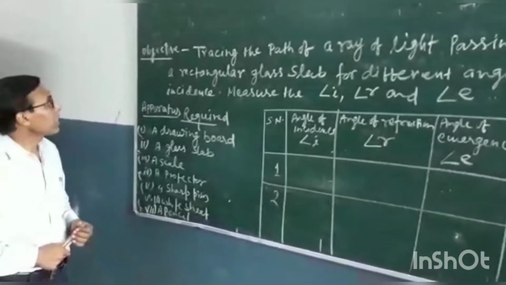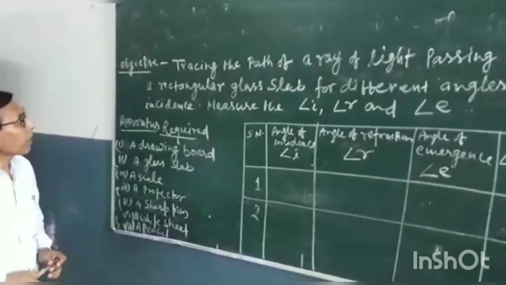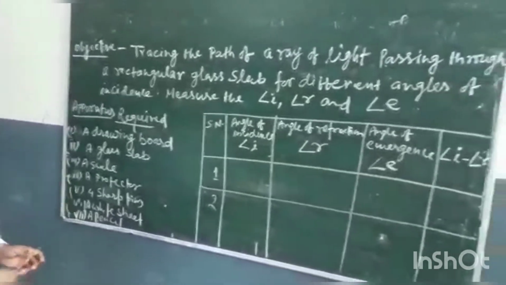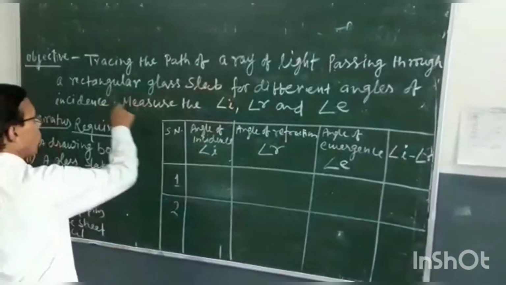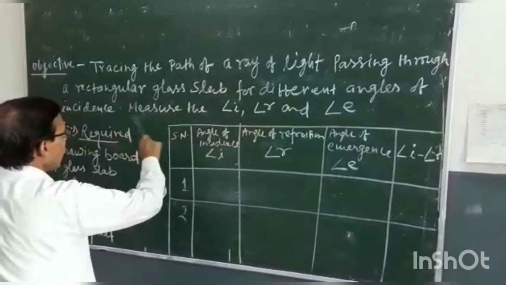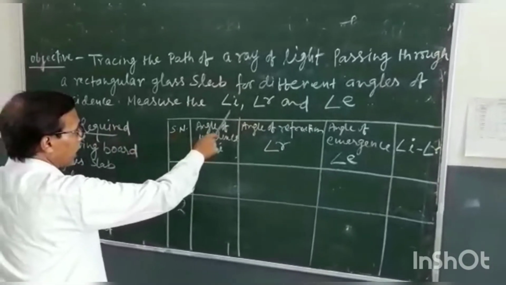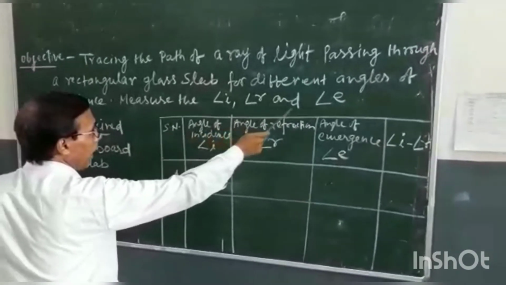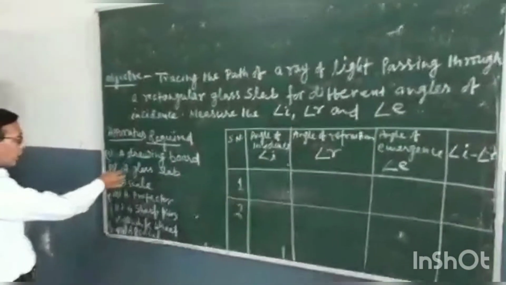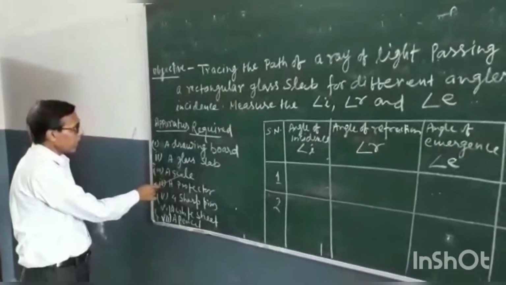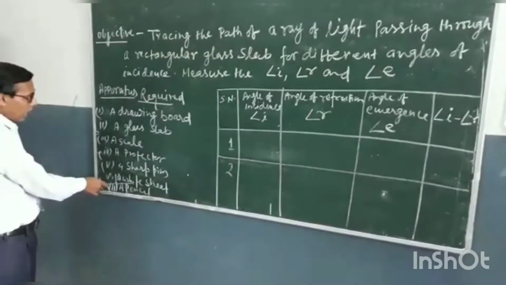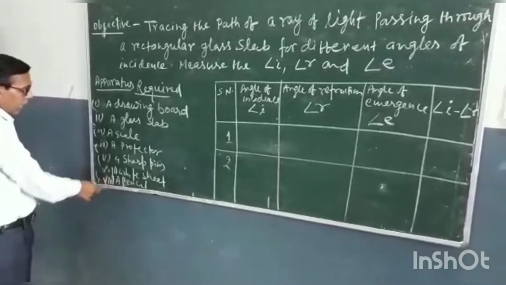Good morning, students. Today your practical is tracing the path of a ray of light passing through a rectangular glass slab for different angles of incidence. Measure the angle of incidence, angle of refraction, and angle of emergence. The apparatus required are a drawing board, glass slab, scale, protractor, 4 sharp pins, white sheet, and pencil.